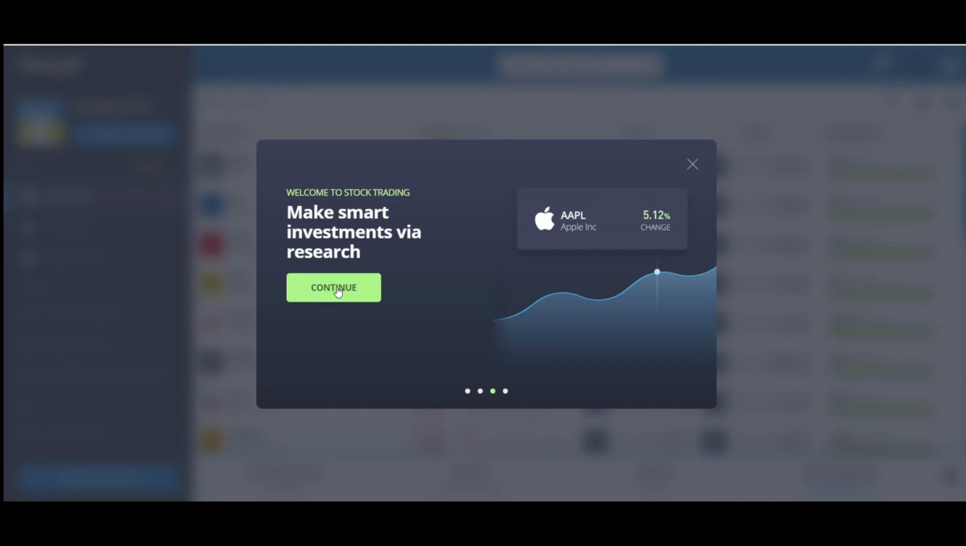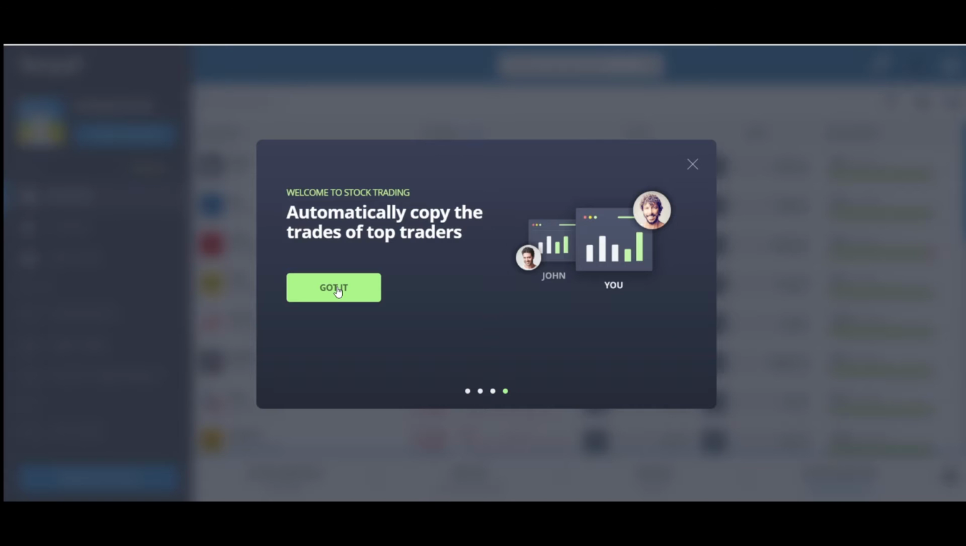You can research the stock you are trading, and there's also a very good opportunity to copy other traders on eToro, so that you gain the same percent of money that other investors do.